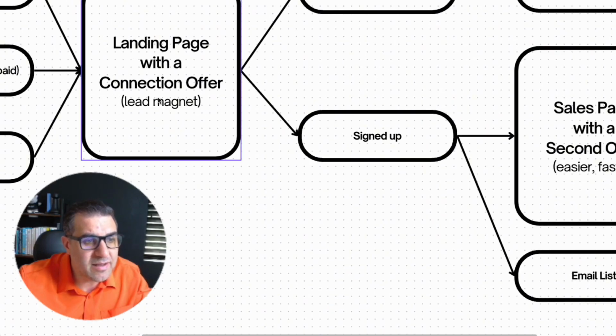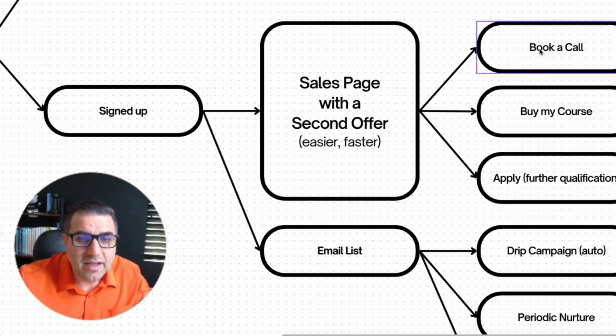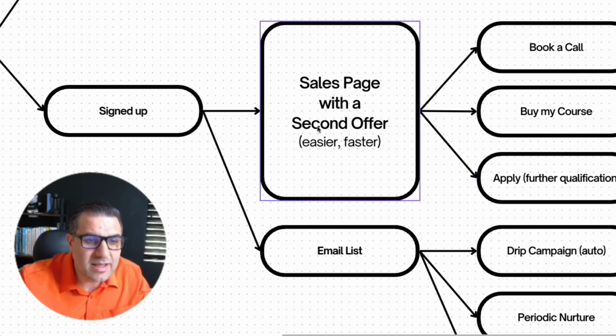So the lead magnet in the first page is perhaps a PDF guide. The second offer here will be either book a call and start to have one-on-one coaching with you, or buy a course, like an in-depth course, videos, interactive course, or apply for further qualification. The idea here is that the sales page will offer something that is easier and faster for them to get the result that they want.